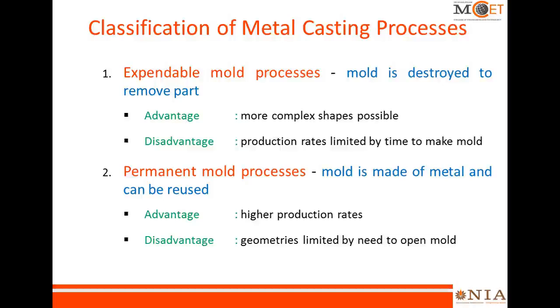In the permanent mold process, the mold is made of metal and can be reused. The advantage is a higher production rate. The disadvantage with the permanent mold process is that geometry is limited by the need to open the mold. You have to open the mold to get the component out. Therefore, you can only produce a component geometry which allows the mold to be opened.